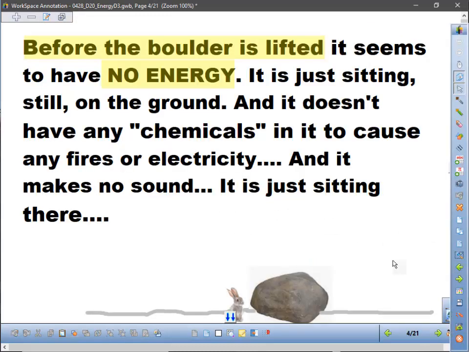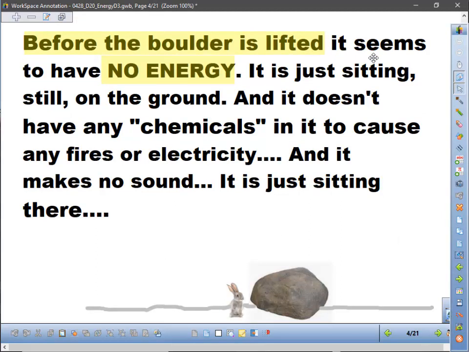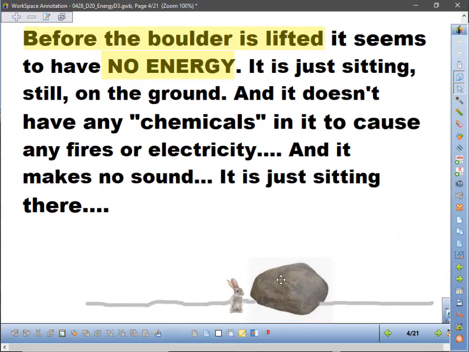All right, so let's think about this. Before the boulder is lifted, it seems to have no energy, right? Just sitting here next to the bunny, not doing anything. It's not moving, just sitting still. It doesn't have any chemicals in it. It's not going to cause any fires. There's no electricity coming out of it. It makes no sound. It's just sitting there. Basically no energy sitting there next to the bunny.